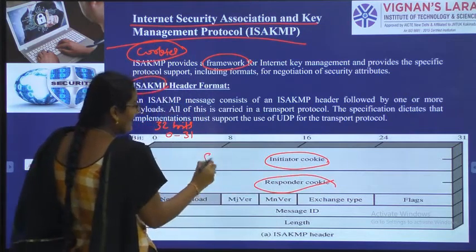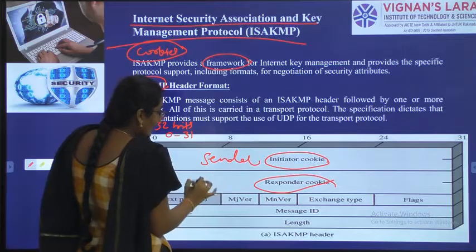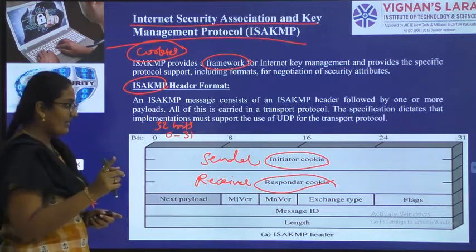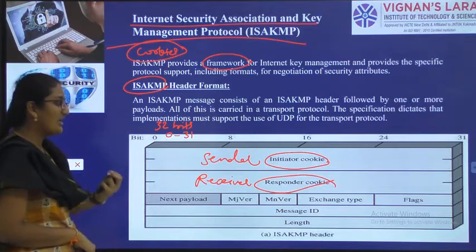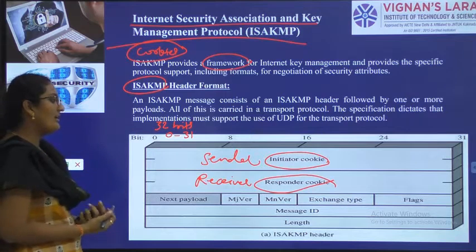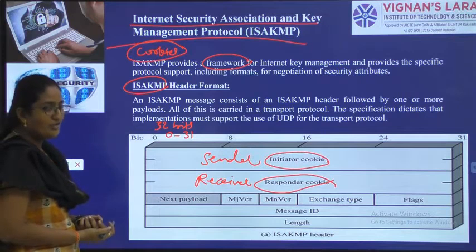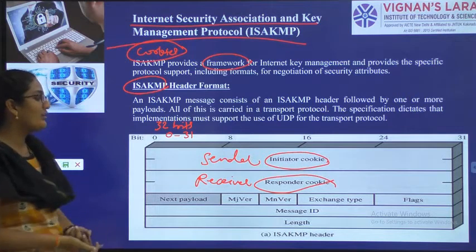First one is the concept of cookies used in Oakley. All the disadvantages in Diffie-Hellman are overcome. The concept of cookies is used. Simple. So all the disadvantages of Diffie-Hellman are overcome. These are the characteristics of Oakley.